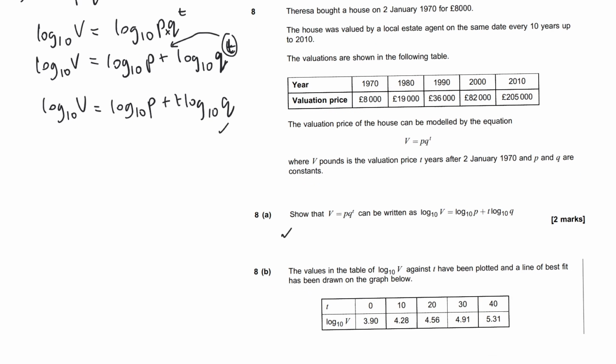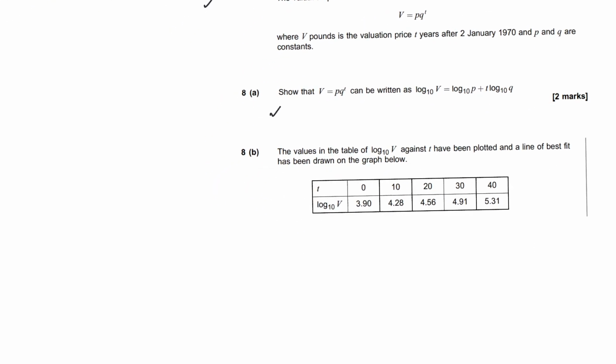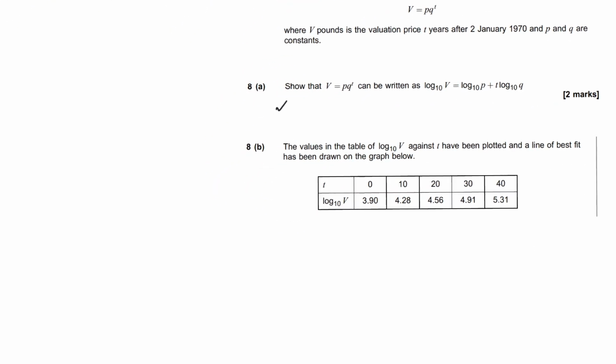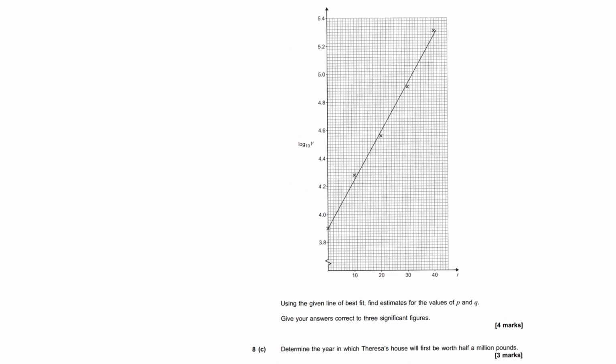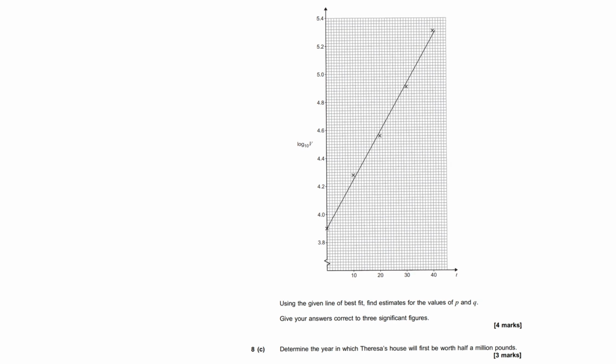Then in terms of part B, it says the values in the table of log 10 V against T have been plotted and a line of best fit has been drawn on the graph below. Okay, and it says using the given line of best fit, find estimates for the values of P and Q. Give your answers to three significant figures. Well, what we do know is that the y-intercept would help us to work out at least either P or Q.